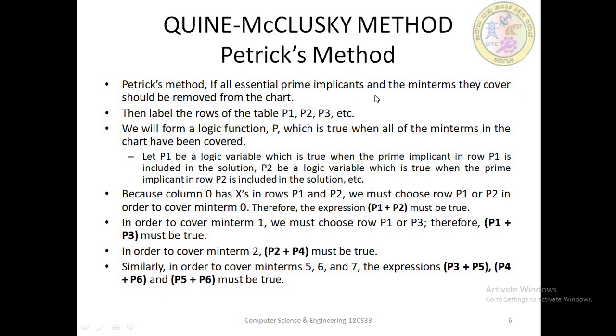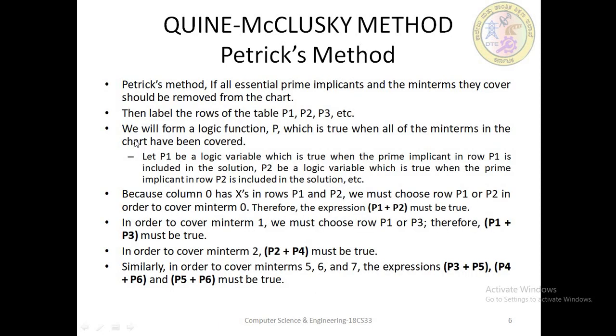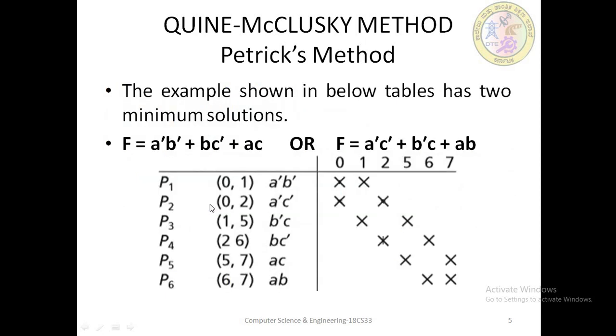All the essential prime implicants should be removed from this table, and then the rows should be labeled P1, P2, P3, P4, P5, and next we will have a logic function P. Once again we are explaining the same thing that we have seen in the previous solutions. This topic is very important. How will we consider this? Let's take an example of column 0, to see how it works.